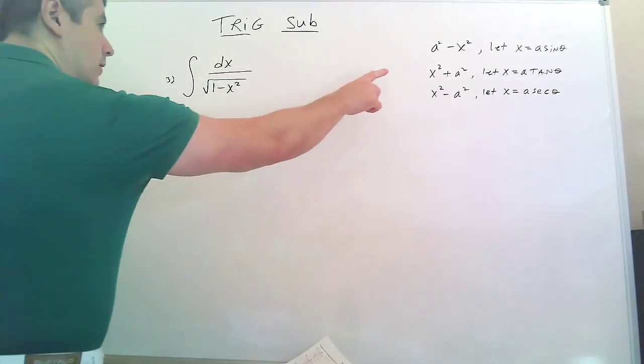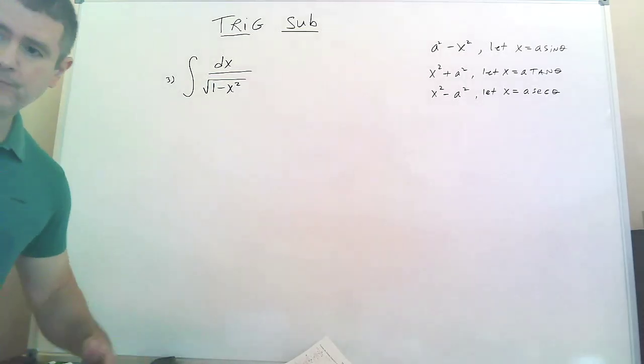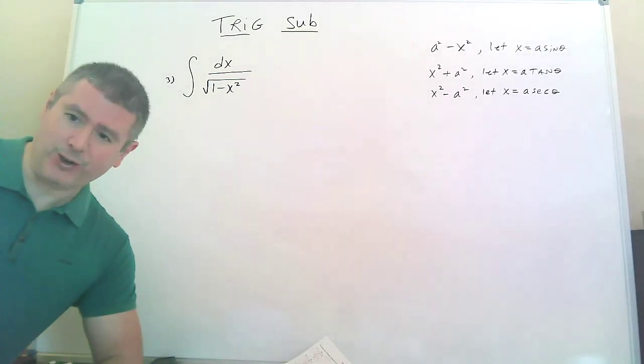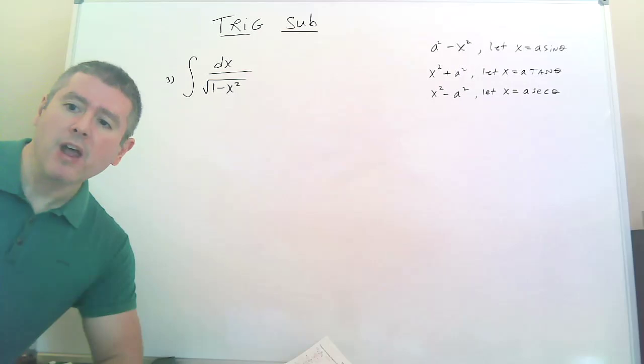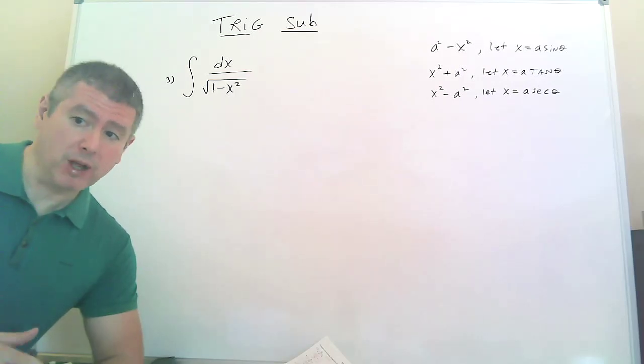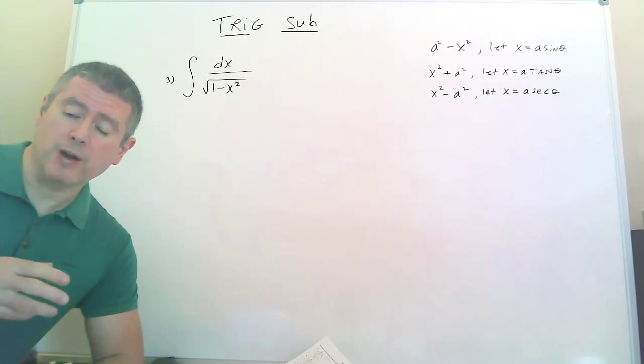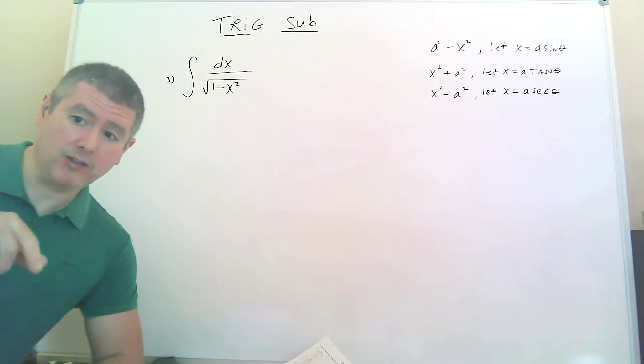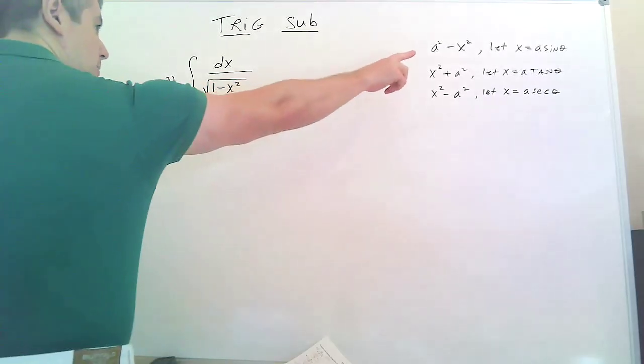So, the good thing is, one, I'll give you these, so you don't have to worry about memorizing them. But if you ever see the plus, right? Tangent is the only one that has the plus. So, it's either x squared minus something or something minus x squared. And in that case, you would pick sine or secant.